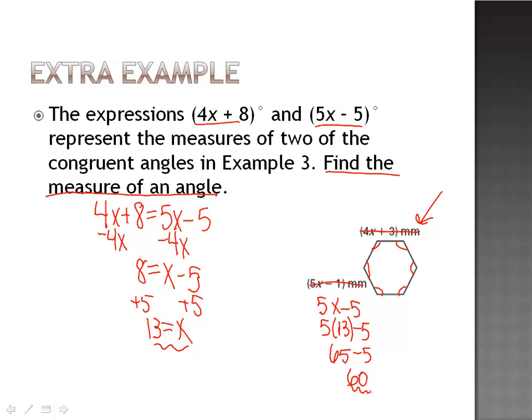Let's just double check in the other as well. So we're going to check in this other angle measure expression as well. So 4 times 13 plus 8, that's 52, plus 8, which is also 60. So using both expressions, we found our angle measure to be 60, so they're congruent, which is what we want. So our angle measure is 60 degrees.